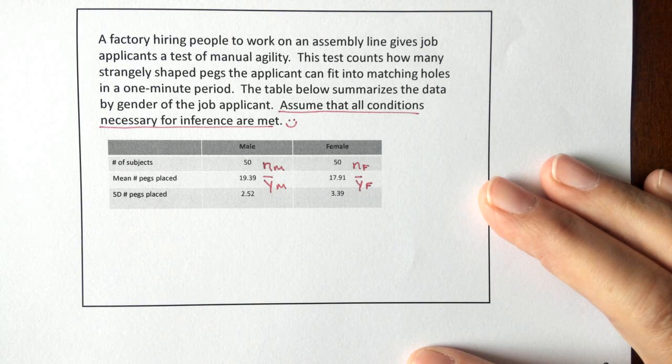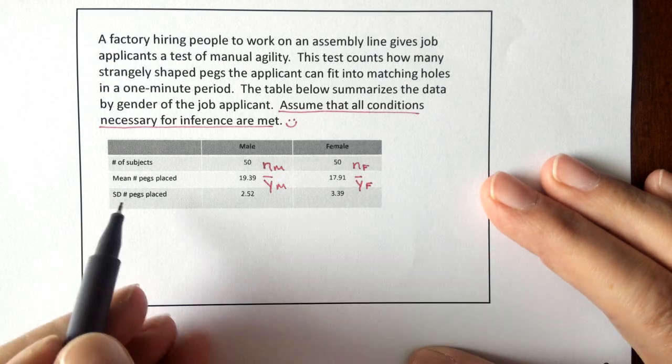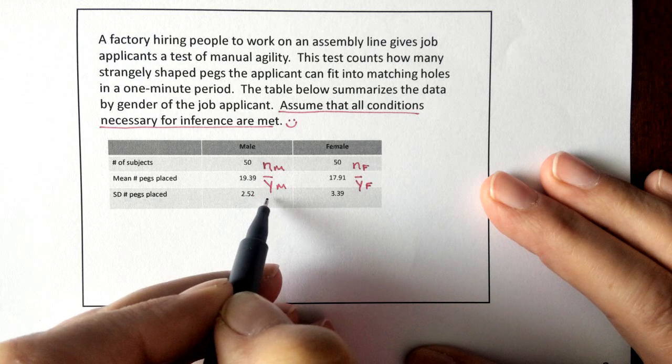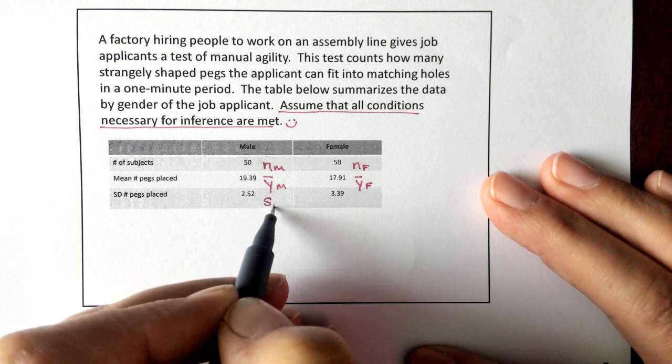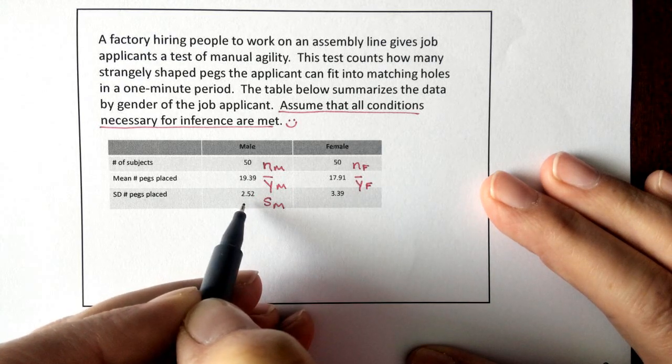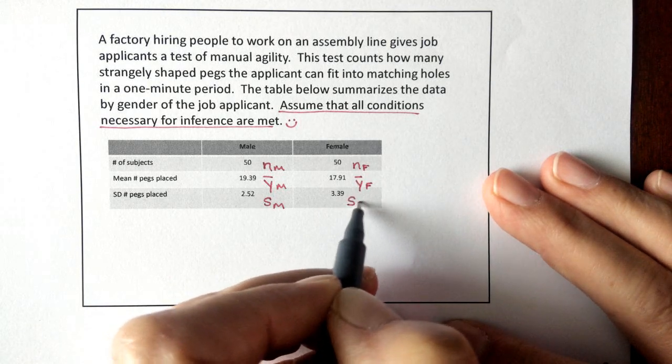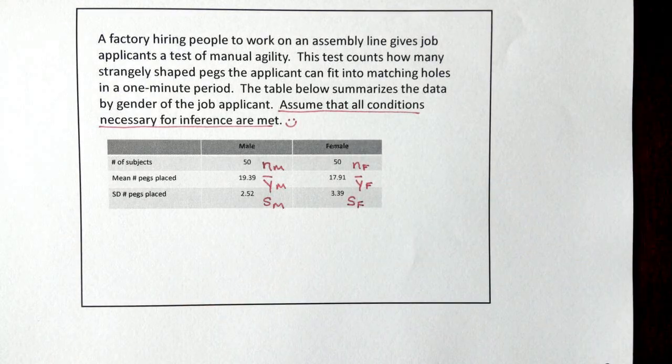Again, we have multiple groups. We need to use subgroups. 1s and 2s will work, but something a little easier to keep up with, like M's and F's, would be a better choice. Standard deviations of each of those two groups. So S is for standard deviation. So S of M would be the standard deviation of the males sampled, and S of F would be the standard deviation of the females that are sampled.